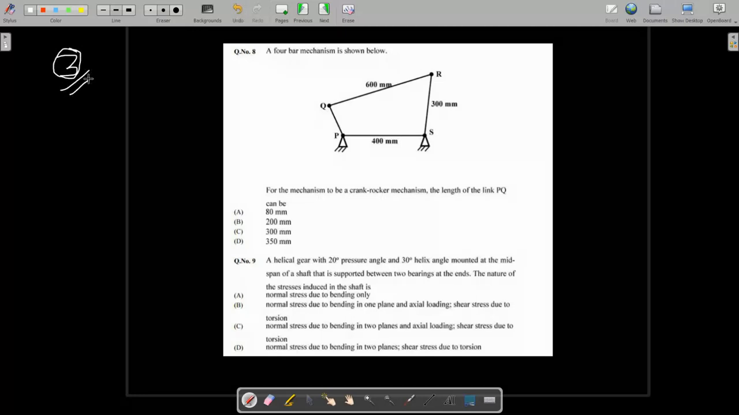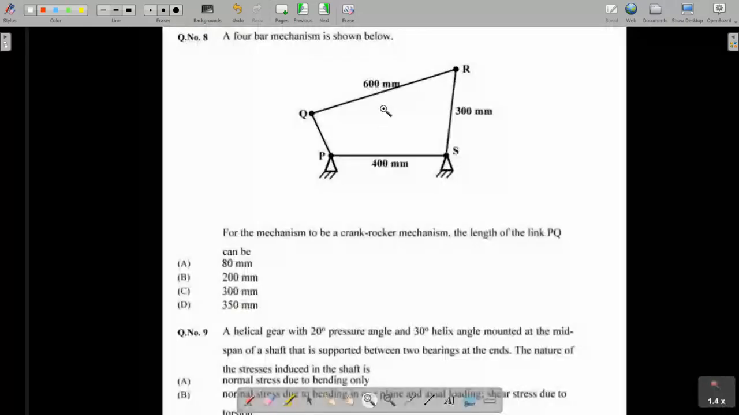These are very conceptual. If you are clear with your fundamentals, then and only then can you solve them. Otherwise you can solve, but it will take some time. If you are conceptually clear, then you can solve within a few seconds. So let's start with the first question.